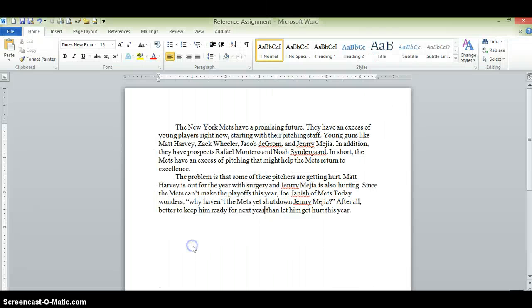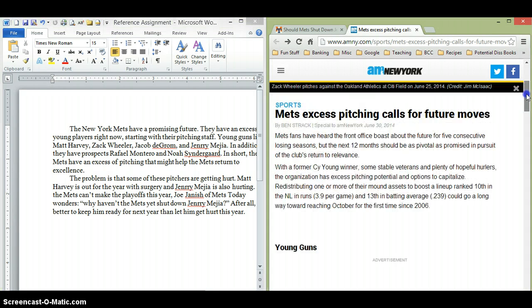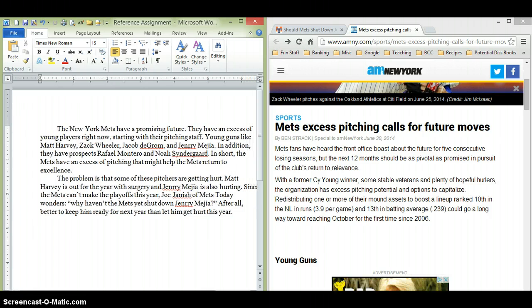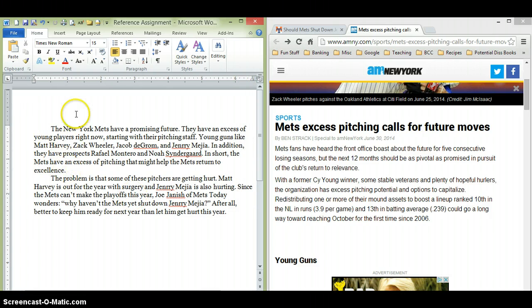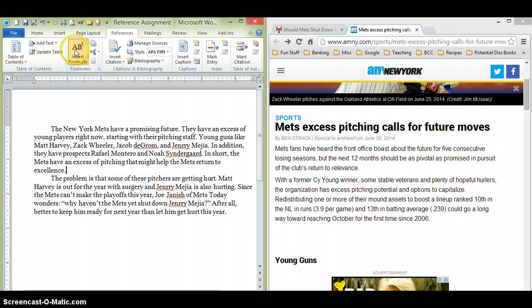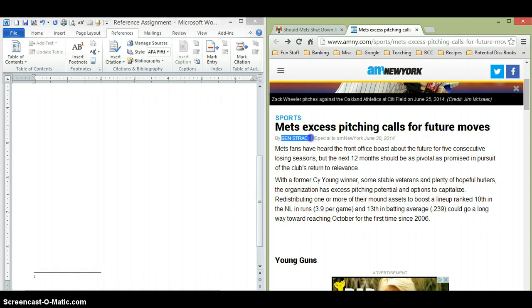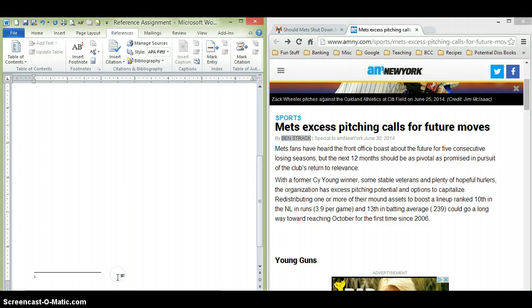So what I do, let me open both at the same time to make life easier. What I do is I go over here at the end of the paragraph, and at the end of the paragraph over here, I insert the footnote, right? References, insert footnote. You see the number 1 down there. To do this, I then type in the author of the article. In this case, it was Ben Strack. We can see it up there. Ben Strack, comma, and then quotations around the title of the article. Here the title is Mets Excess Pitching Calls for Future Moves, comma, quotation marks.